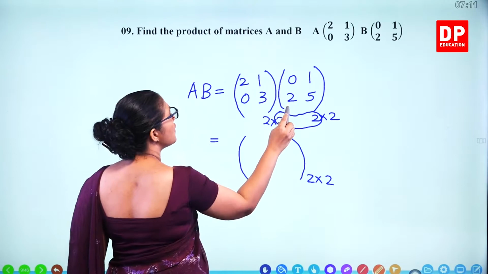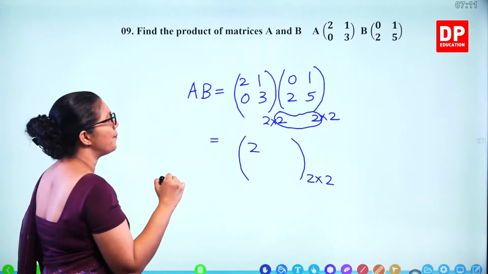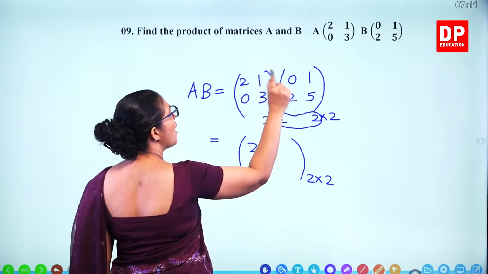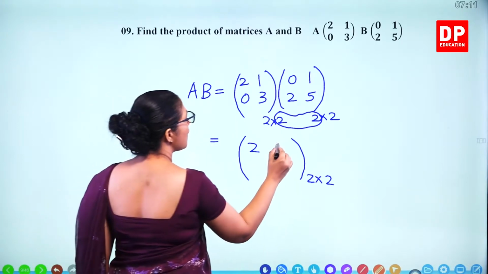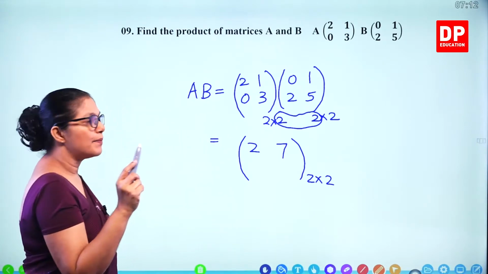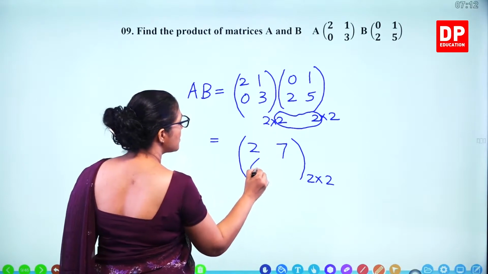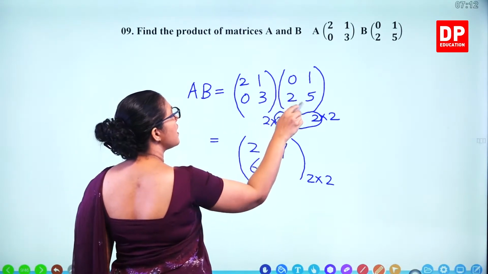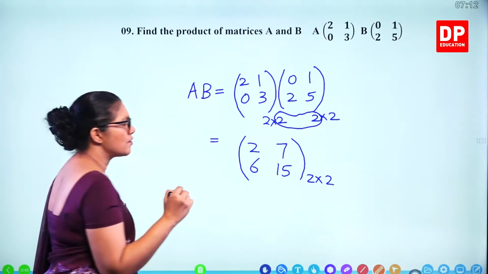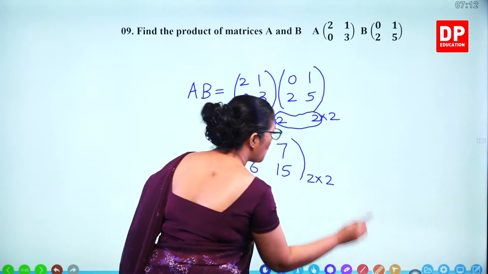First row, first column: 2 times 0, 0, 1 times 2, 2. So you get 2 here. First row with second column: 2 with 1, 2, 1 with 5, 5, 2 plus 5, 7. Second row, first column: 0 with 0, 0, 3 times 2, 6. Second row with second column: 0 with 1, 0, 3 times 5, 15. So that's the answer. 2 marks for that as well.